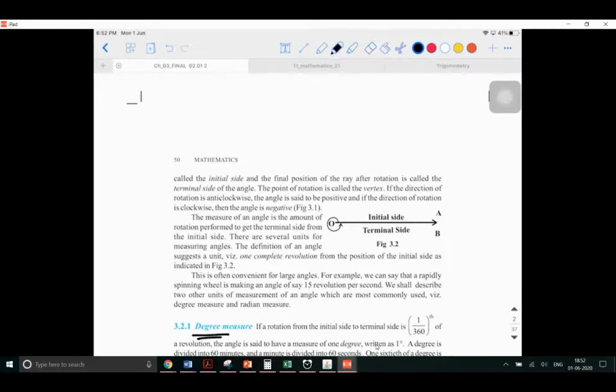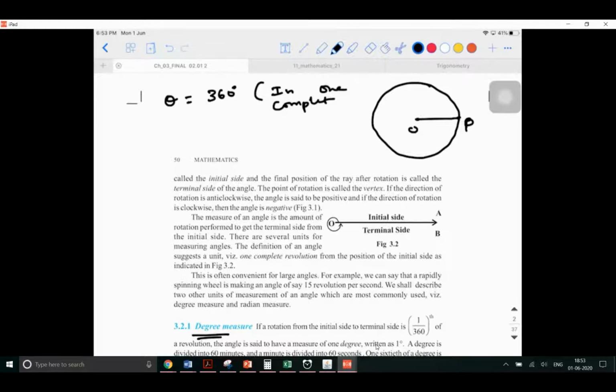If I take a circle and start from point P, and make a complete rotation, coming back to the same point P, what is the angle I've covered in terms of degrees? 360. I have covered 360 degrees in one complete rotation. Am I right?